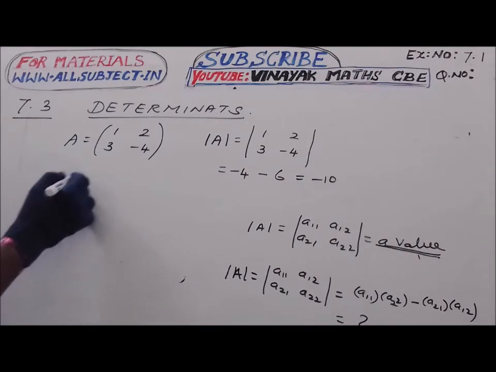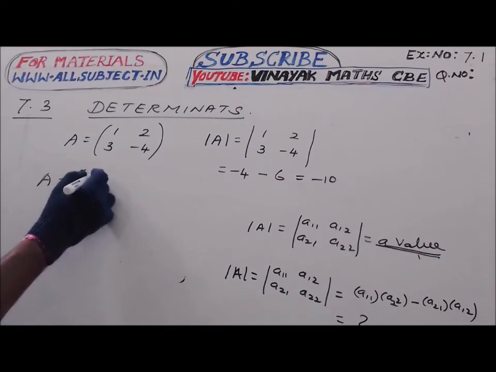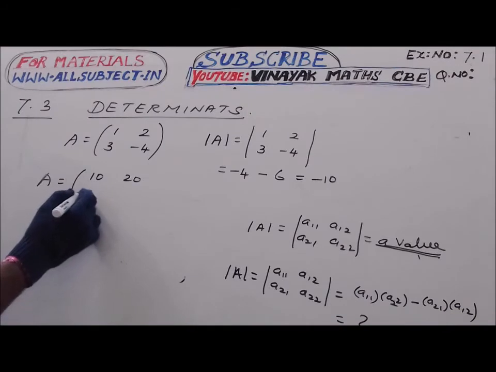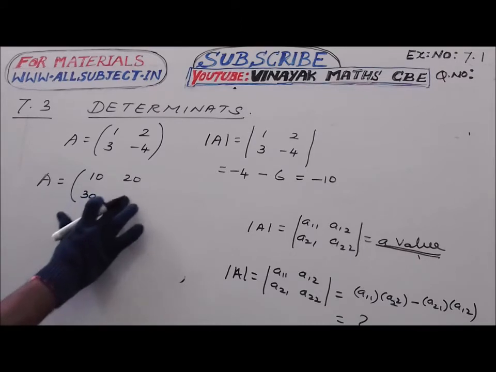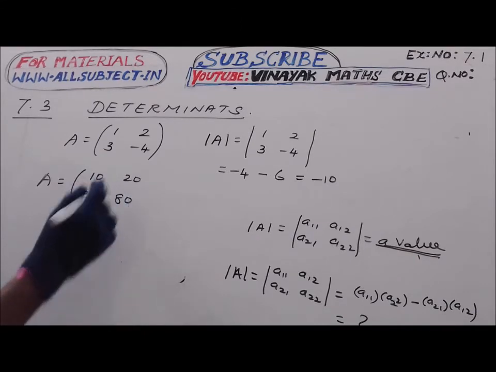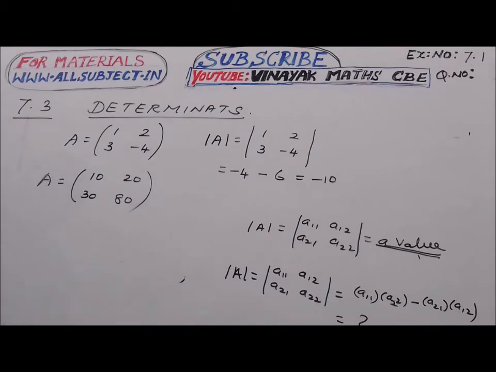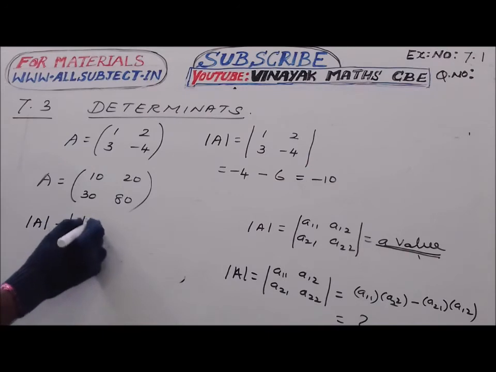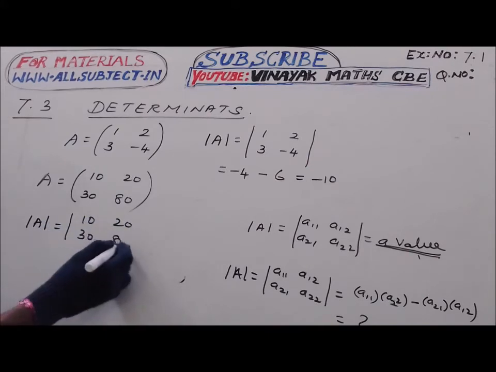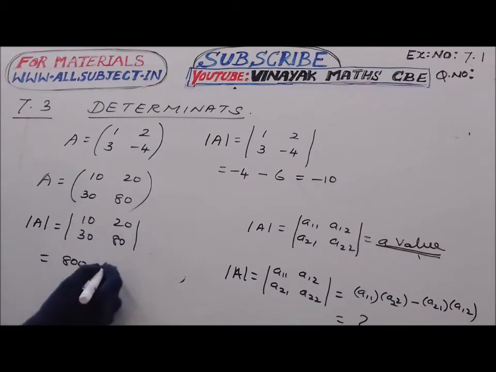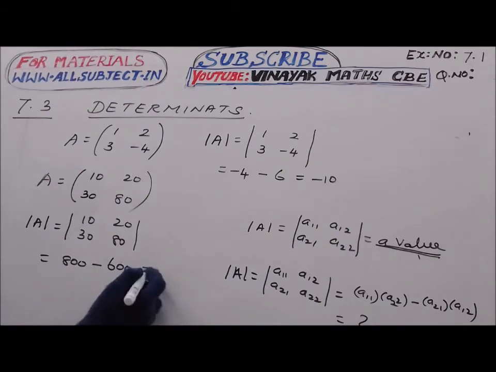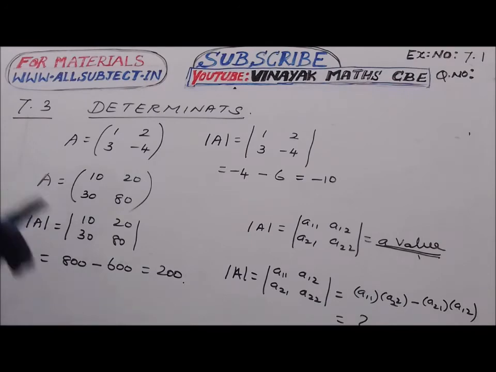A equal to 10, 20, 30, 40. I can take a 50 here, else take an 80. Finding its determinant value. Determinant of A is equal to determinant of 10, 20, 30, 80, which is equal to, multiplying here, 800. Here 3 2s are 6, 600. So subtract 800 minus 600 equal to 200. So the determinant of A is 200.